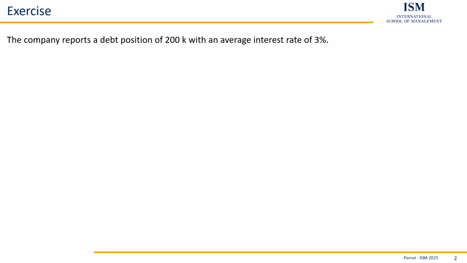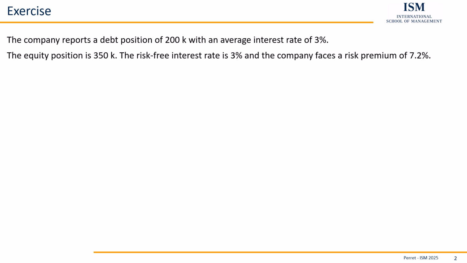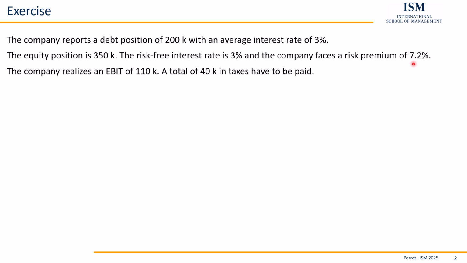The company reports a debt position of 200K with an average interest rate of 3%. Additionally, we know the equity position is 350K with a risk-free interest rate of 3% and a company risk premium of 7.2%. Additionally, we know that the company realizes an EBIT of 110K and has to pay 40K in taxes.